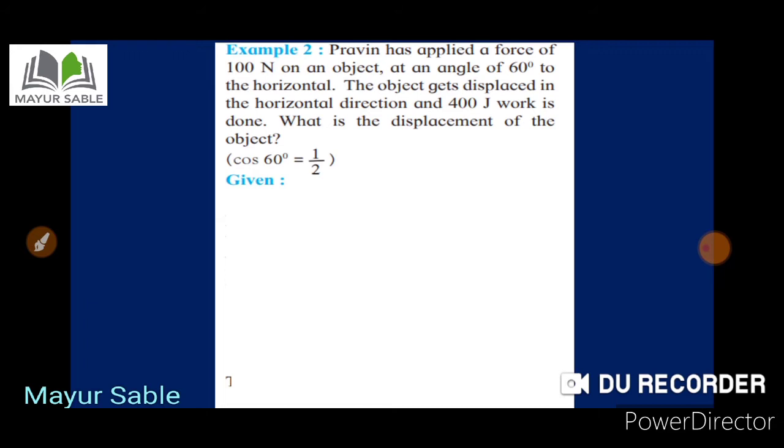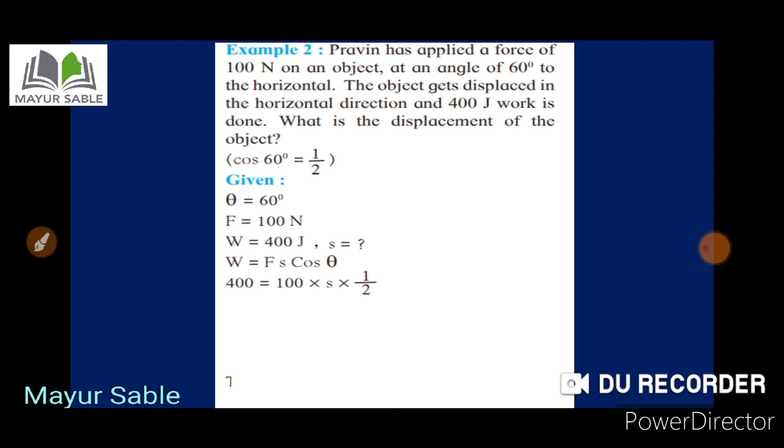So let us see what is given here. The first thing given is theta, it is nothing but 60 degree. Then the second thing is the force applied, it is 100 Newton. Then the work done, it is 400 joule. So we have to calculate the displacement of the object, so it is nothing but S. So we are going to put those values in the formula. The formula is W is equal to F s cos theta. So by rearranging the formula, we will get the value of S also.